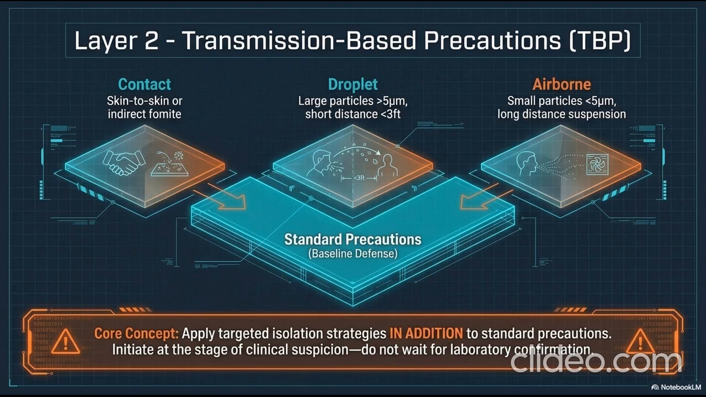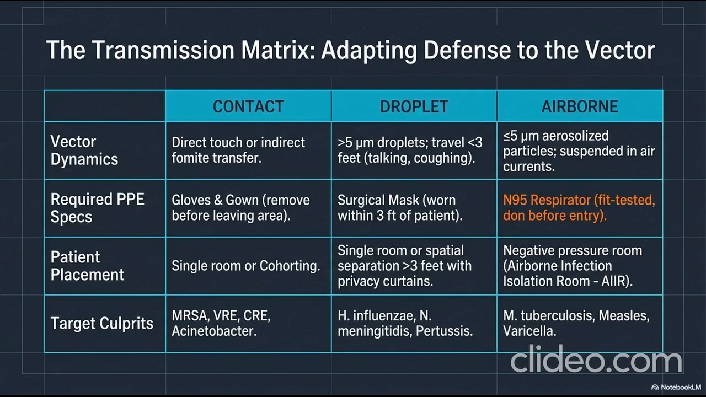Layer 2 introduces transmission-based precautions, TBP, which are targeted isolation strategies applied in addition to standard precautions. These should be initiated as soon as there is a clinical suspicion, rather than waiting for laboratory confirmation. TBPs are categorized by the vector of spread: contact, droplet, or airborne. The transmission matrix helps us adapt our defense to these specific vectors.